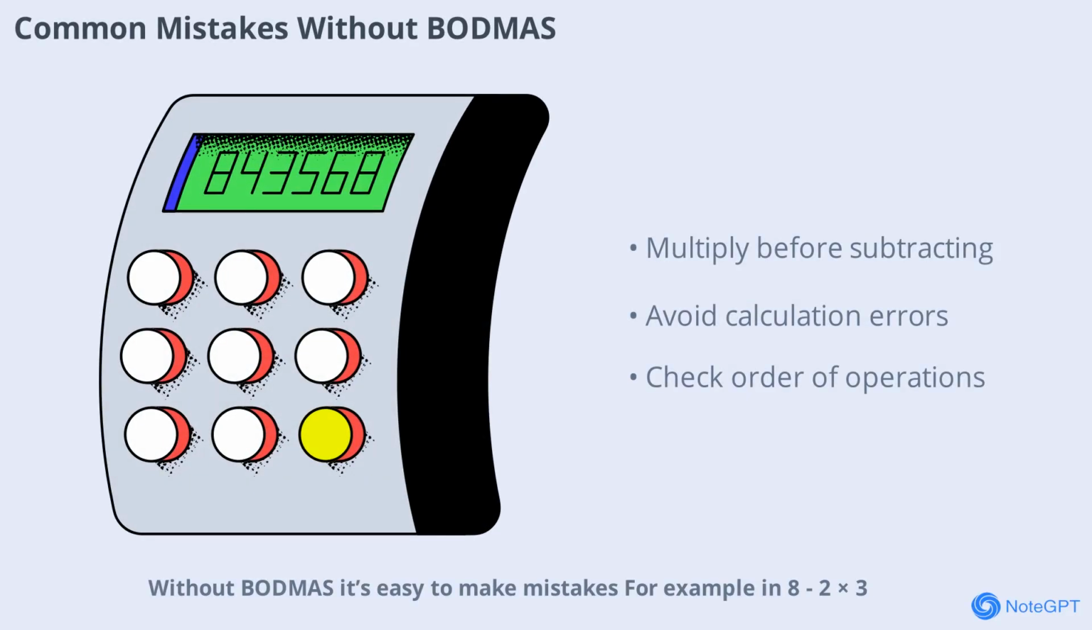Without BODMAS, it's easy to make mistakes. For example, in 8 minus 2 times 3, if you subtract first, you get 6 times 3 equals 18, which is wrong. BODMAS tells us to multiply first. 2 times 3 equals 6, then subtract from 8 to get 2. These mistakes can lead to big problems, especially in exams or real-life calculations. Always remember to check the order of operations before solving any math problem.